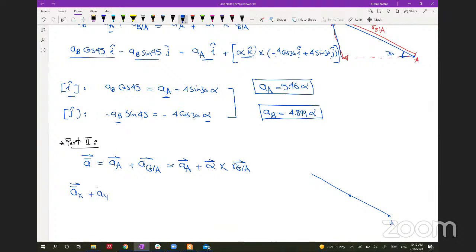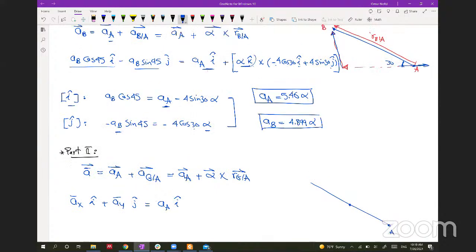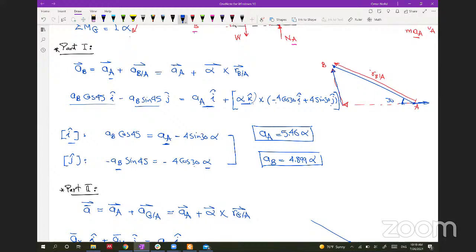plus A bar Y, and we can remove the vectors from up here and put the I hat plus AY bar in the J hat. This should be equal to AA, and we know that the acceleration at A has I hat direction, so AA in the I hat. And I choose A rather than B because B has two components and A will be much easier to deal with.